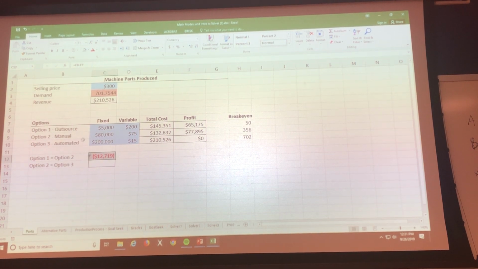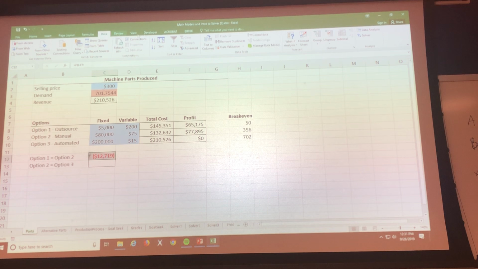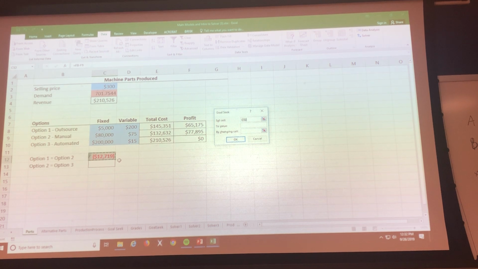Okay. So now go into goal seek, force that cell that has the difference between the two profits, force it to 0. When it's 0, they're the same. How do you do that? By changing the demand number.